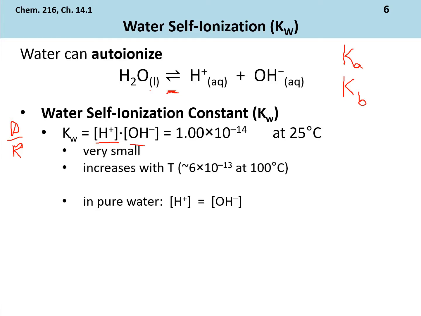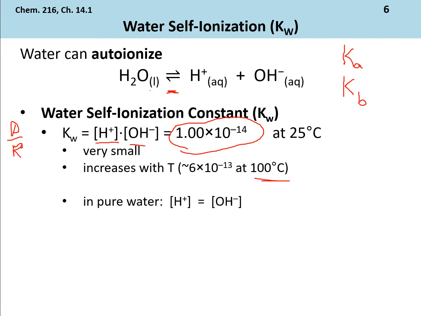This Kw actually increases with temperature. If I was at 100 degrees C, boiling water, it would be 6 times 10 to the negative 13. Not a lot higher, but a little bit higher. But we're only going to use the value at 25 degrees.